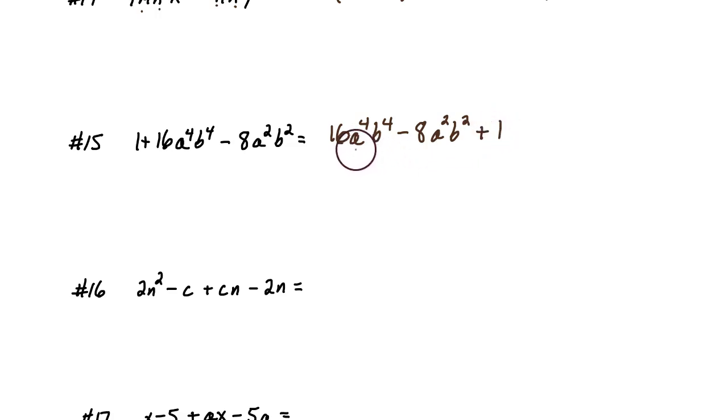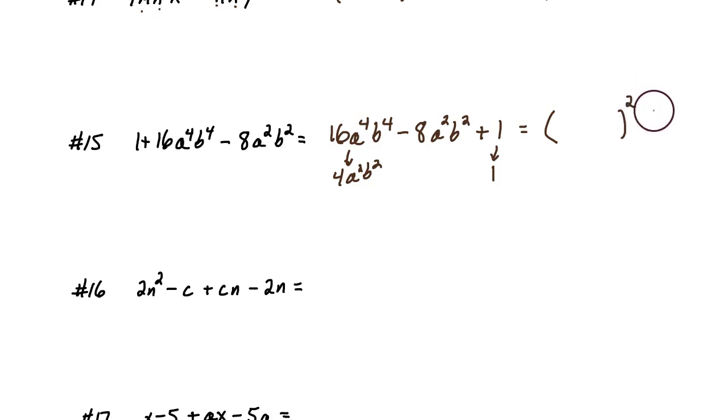This trinomial has a perfect square term at the beginning. The square root of that is 4a squared b squared. And it has a perfect square on the end. The square root of that is 1. Is the middle term twice the product of this times this? Yes, it is. So this is a perfect square trinomial.